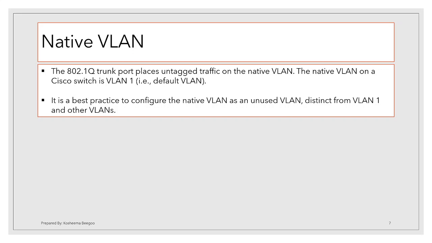VLAN 1 by default can be a native VLAN, but it's good practice not to consider VLAN 1 as the native VLAN because hackers, with VLAN hopping attacks, will attack our LAN easily. We can put VLAN 88, 98, any other number for security purposes that you're going to configure as native VLAN.